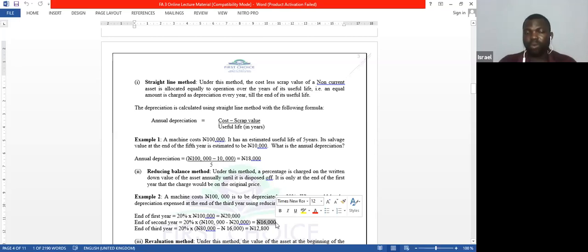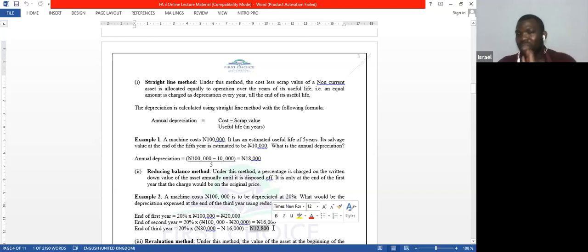Then we move to the third year. The third year will be 20% times the carrying amount as well. This time around, they use the previous net book value, which is year two. With this figure, 100,000 minus 80,000, which is the carrying amount, minus this 16,000 to give us the carrying amount for the third year, times 20% to give us 12,800. That's one method.